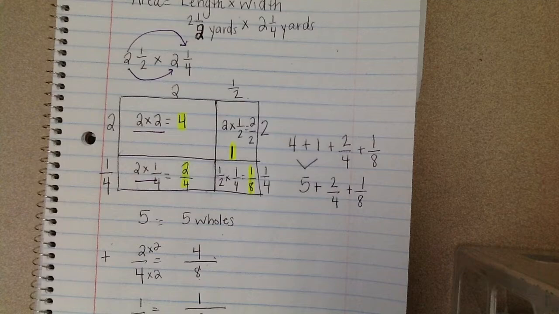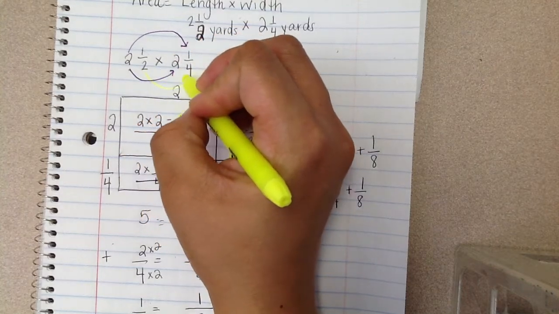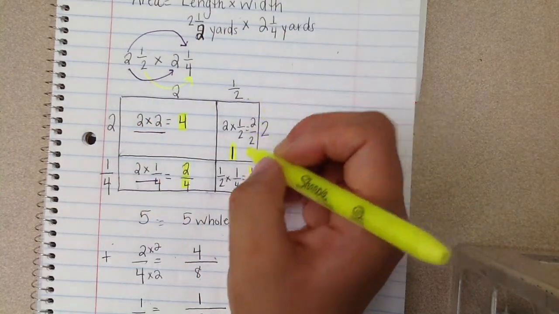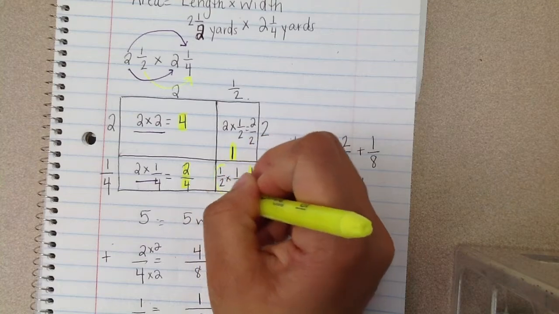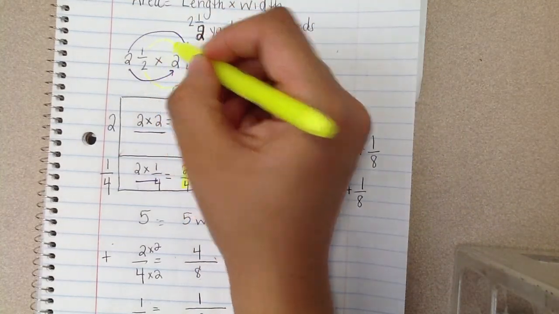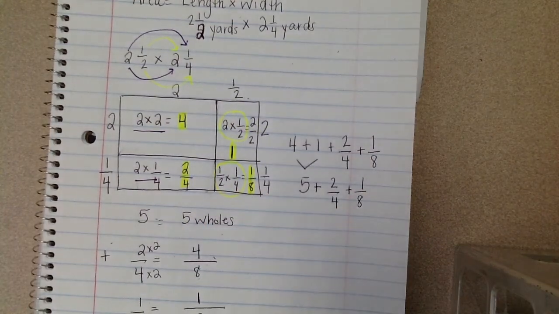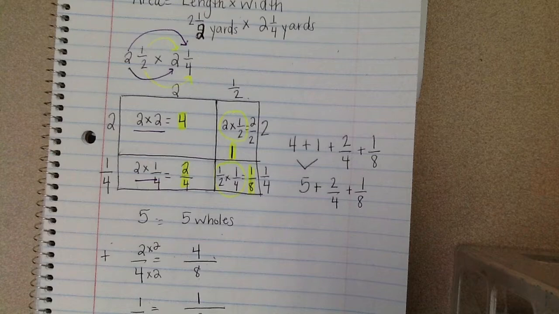I also did 1/2 times 1/4. I see that here. And I did 1/2 times 2. I see that here. Okay, I just used a box to break down all those different equations.